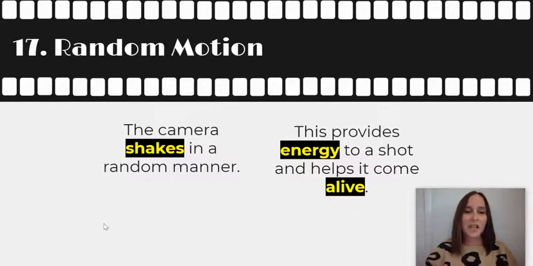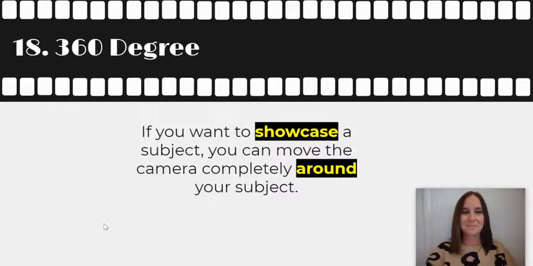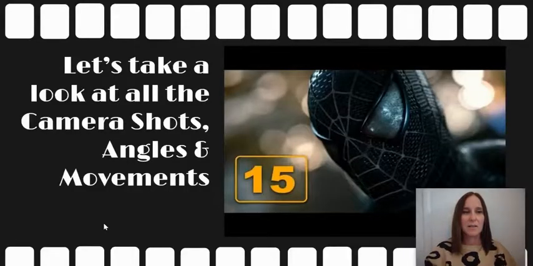Random motion, the camera shakes in a random manner. This provides energy to a shot and helps it come alive. 360 degrees, if you want to showcase a subject, you can move the camera completely around your subject, 360 degrees.